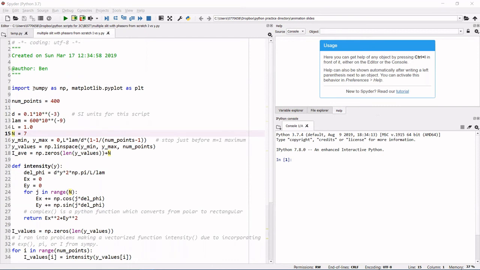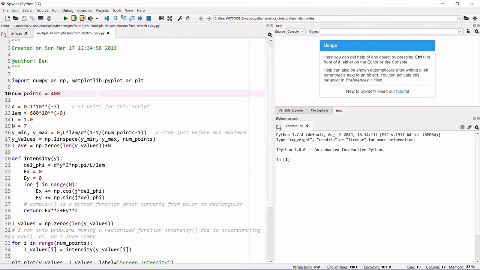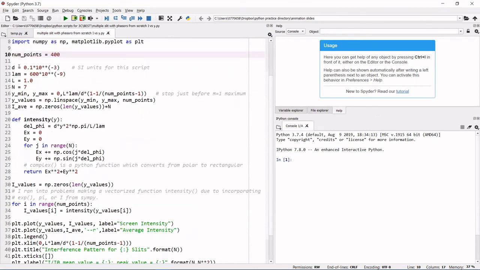Okay, first I have to import a library called NumPy so that I can use symbols like pi, sine, and cosine. If you try to use sine and cosine without those libraries, I don't think it works. And then we've got a plotting library, matplotlib. I think that's how you pronounce it. Okay, lowercase d, I've defined the slit separation. Here I went with 0.1 millimeters, right? 10 to the negative third is millimeters. So I'm just assuming SI units.